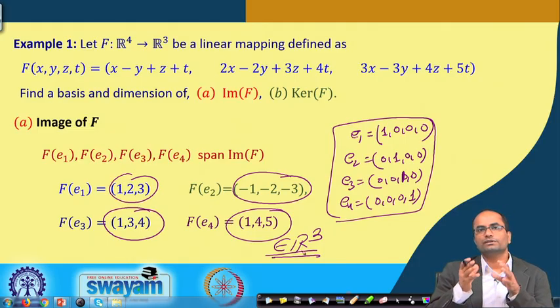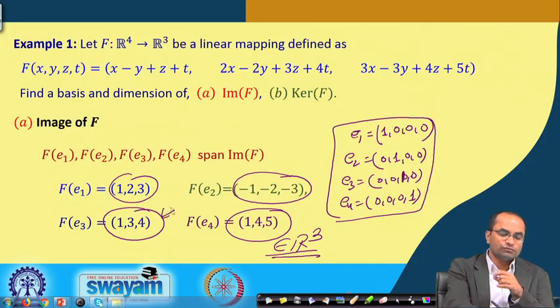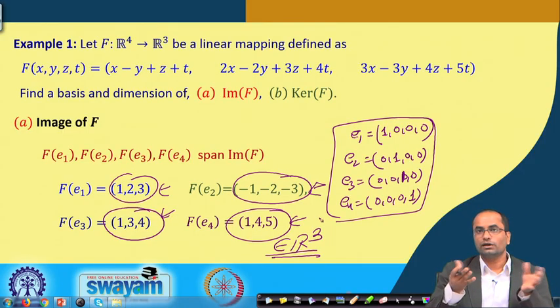We want to find out what is the image f, what are the bases of image f, and what is the dimension of image f. We already know that these 4 vectors will span image R3, but they are not the basis, because this is the spanning set, and the spanning set may have some linearly dependent vectors.